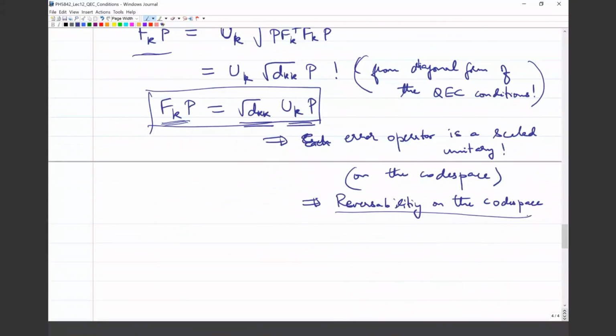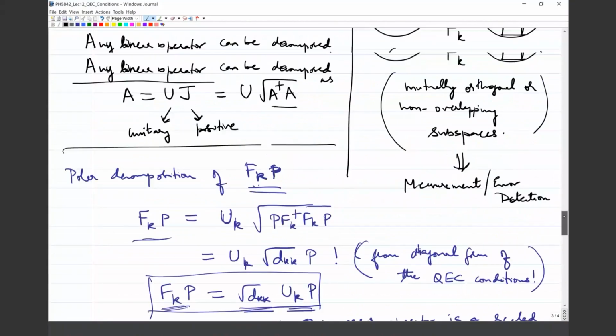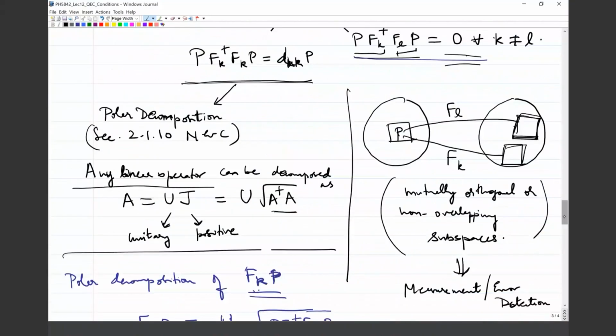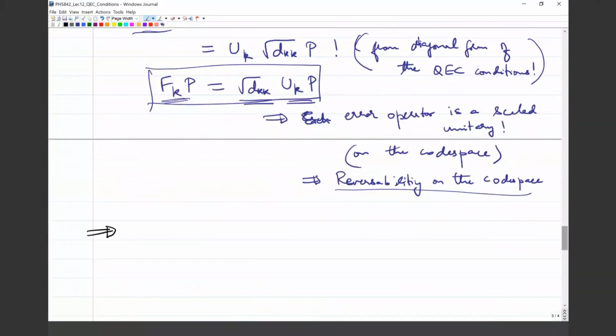So now we can construct, putting together both these parts, the fact that F_K dagger F_L has no support, that this overlap gives me 0, and the fact that F_K dagger F_K is essentially a constant times the projection on the code space. Putting these two things together, I can construct so-called recovery operators.